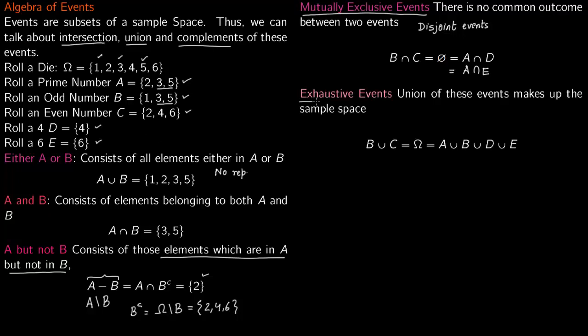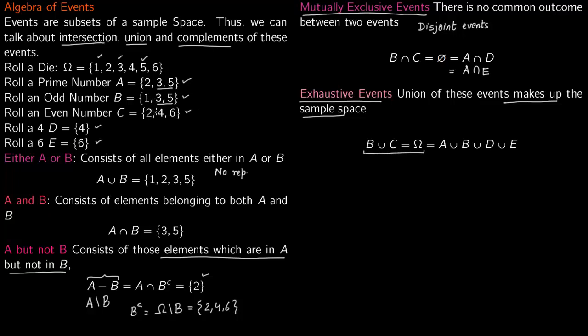Now we talk about exhaustive events. The union of these events makes up the entire sample space. So first focus on this. B union C is omega. B is 1, 3, 5, C is 2, 4, 6.